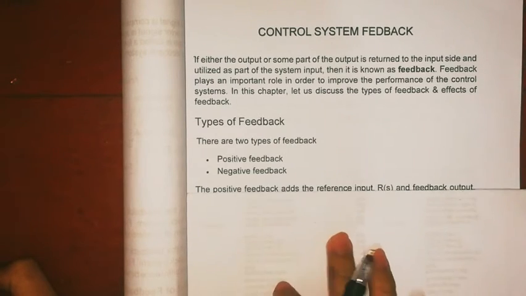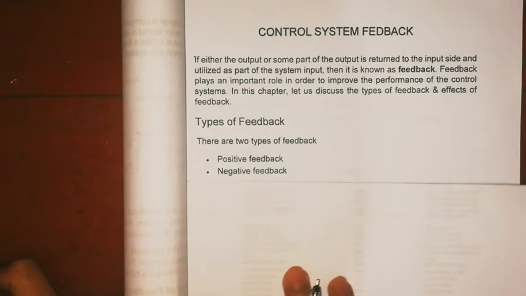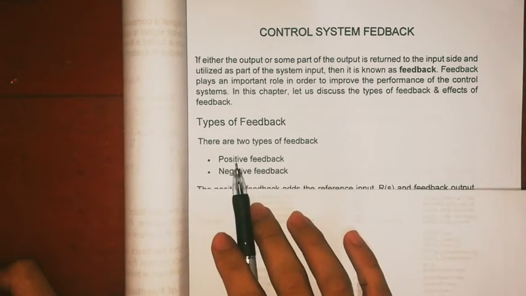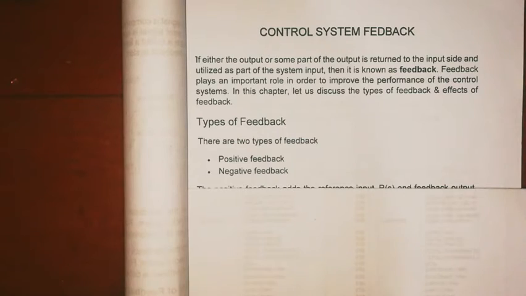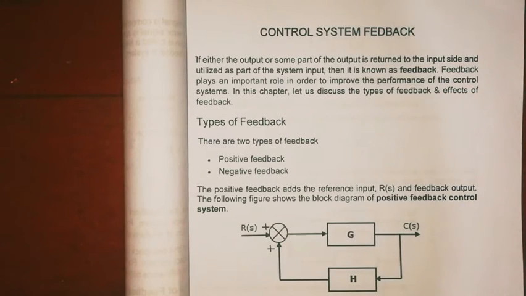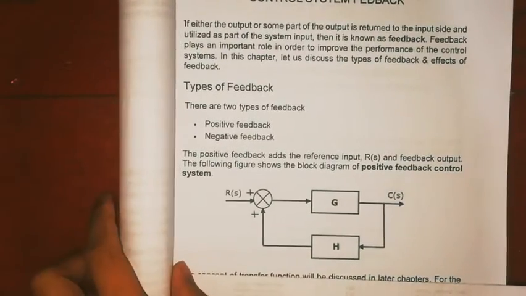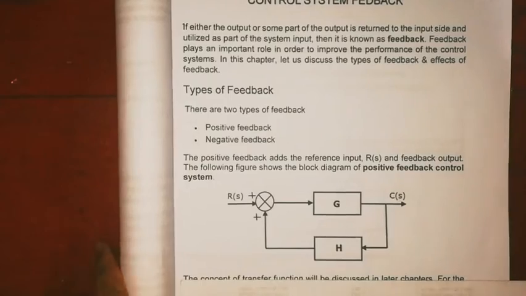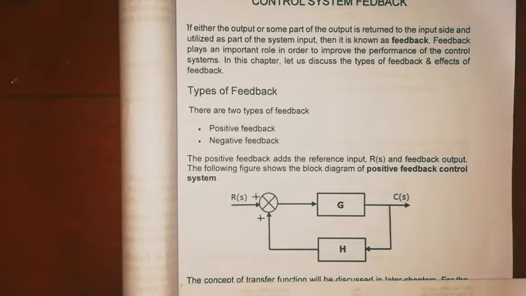So meron tayong two types of feedback. So there are two types of feedback. So meron siyang positive or negative feedback. So meron tayong block diagram. So ito is closed loop control system.